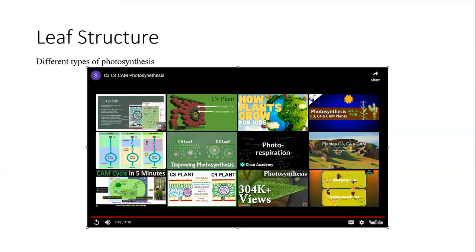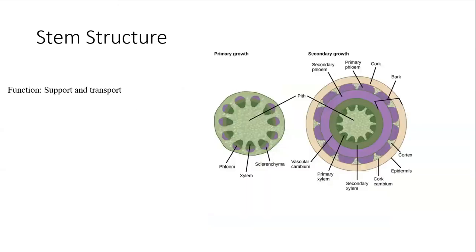Now we're going to get into stem structure. Okay, this is basic stem structure. Looking at the stem itself, the function of the stem is support and transport. Okay, support and transport. And what we're going to be looking at through the majority of these is this diagram. Now this diagram shows primary growth and secondary growth.